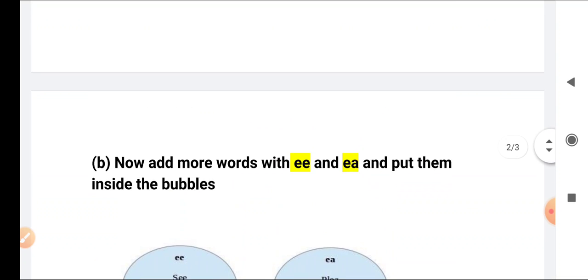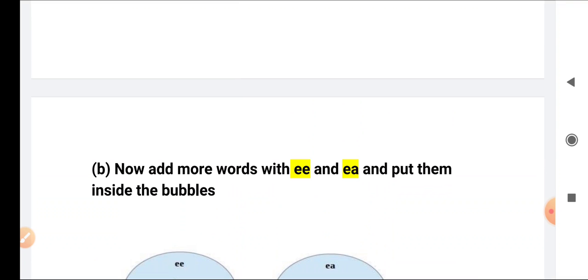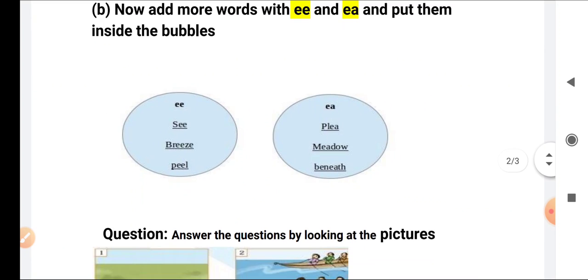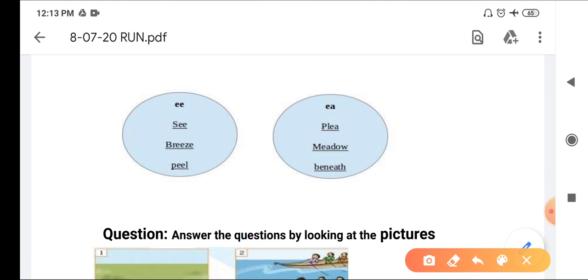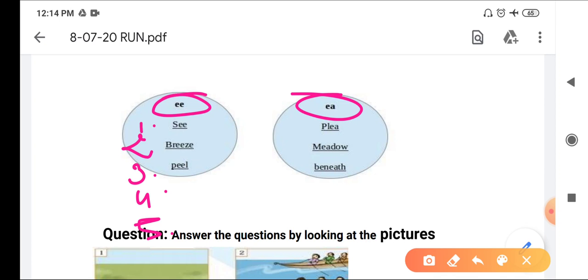Here is another task for you that I have exampled for you. So what you will do here, there are two circles. The first circle is for double E and the second for E A. Here you will note down all words containing double E, 4, 5 and so on.